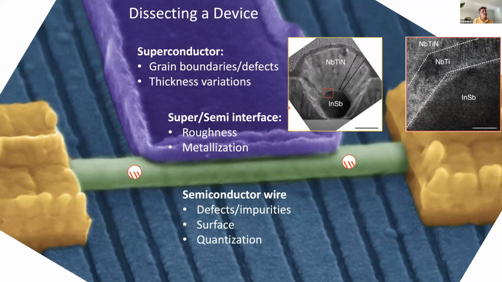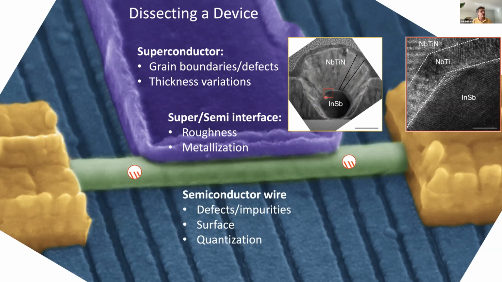What we did a few years ago is that we could open such a device with a focused ion beam. And then we can study this interface between the wire and the superconductor in more detail. So what you see here, this is the wire. It has a hexagonal cross-sectional shape, as you see here. And around this wire, we have the superconductor, which in this case is niobium titanium nitride. Just by looking at the contrast, you can see that the superconductor is polycrystalline. So you can see contrast, and that means that we have disorder.